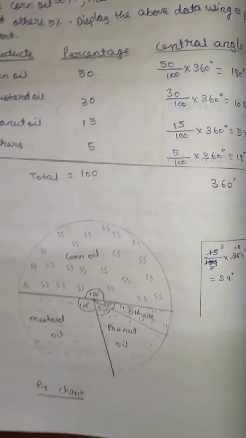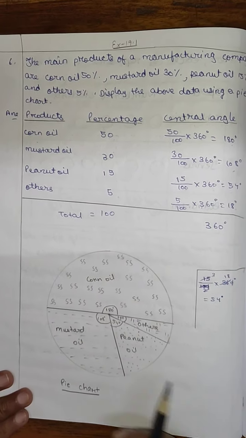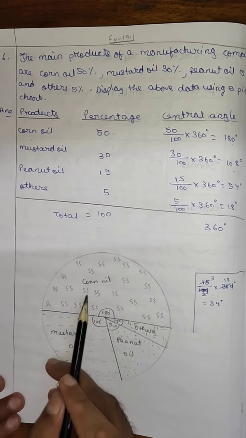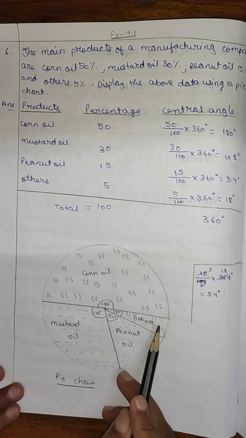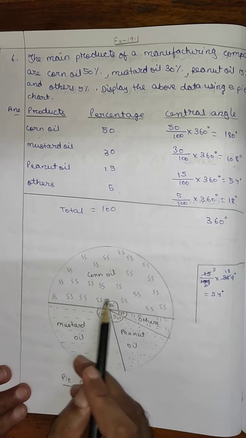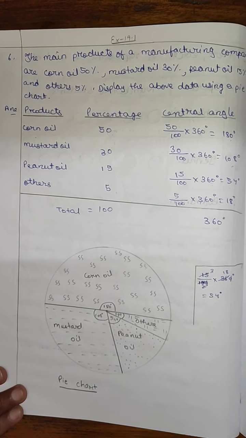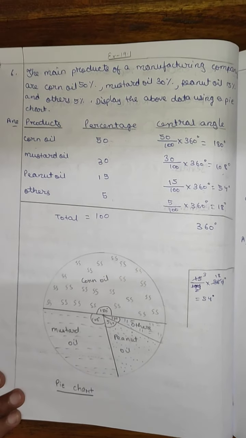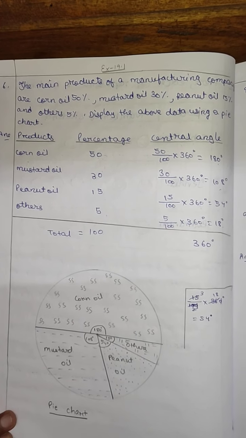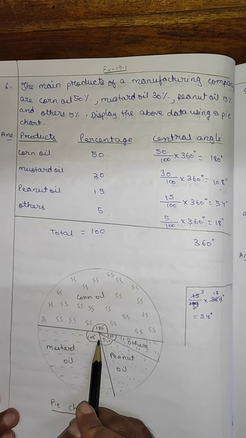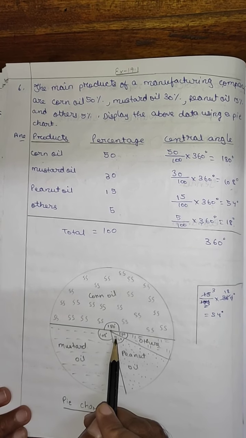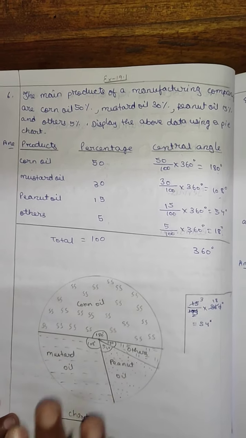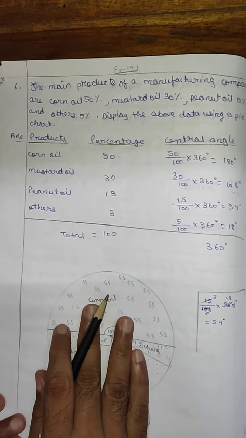In your lower classes also you have done this pie chart. After that you write here 180 degree, 108, 54, 18. Then corn oil, mustard oil, peanut oil, others. And you can put some design, all different designs you can put. That's up to you. Downside you write pie chart. Your pie chart will be completed. So take care of this. Use your protractor; how to measure the angle you have already learned in your earlier classes. Measure all the angles properly and then complete your pie chart. So question number 6 is completed.